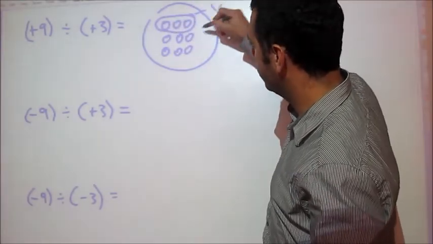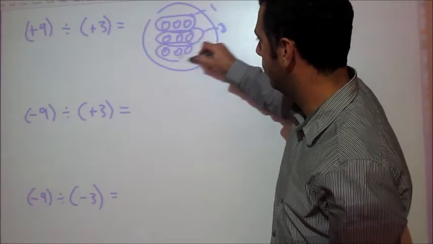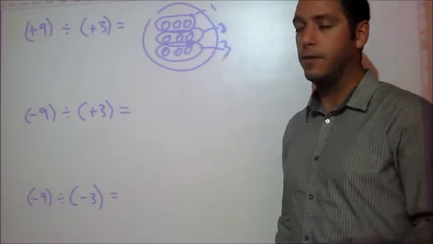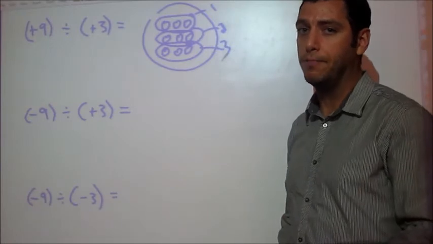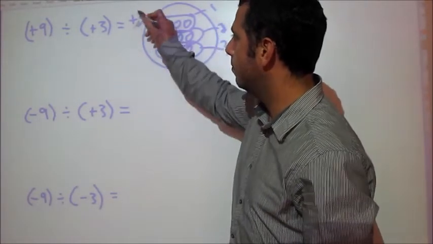So there's 1, there's 2, and there's 3. So 3 groups of positive 3 in positive 9. Our answer is positive 3.